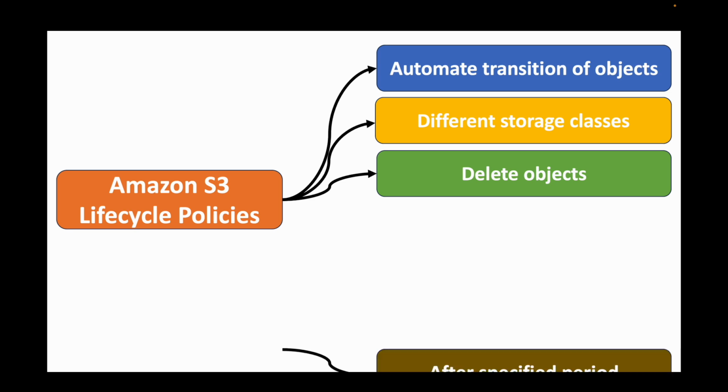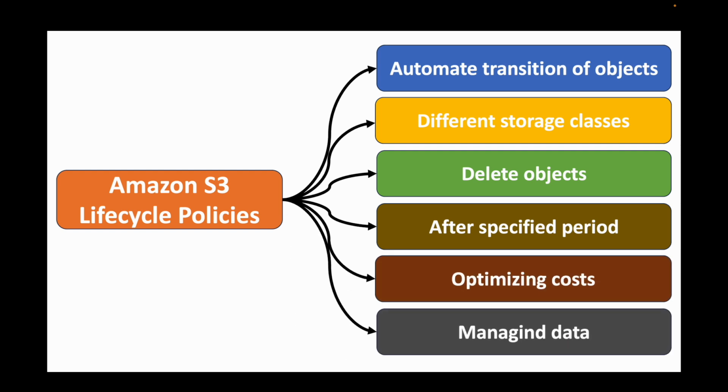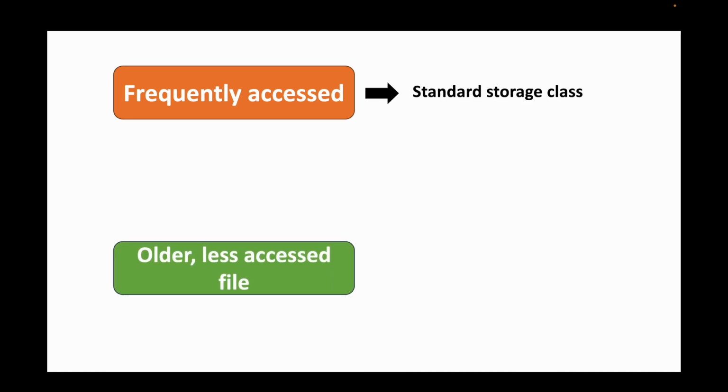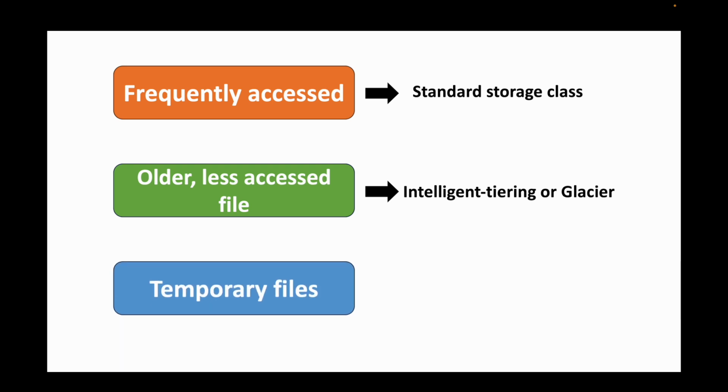So this feature is essential for optimizing your costs and managing your data that has different levels of importance over a period of time. Now, for example, let's say you have frequently accessed data. You can keep these files in the standard storage class. Then if you have any older or very less accessed files, you can move them to intelligent tiering or Glacier for cost saving. And if you have any temporary files, then we can automatically delete these files after a specific time frame.